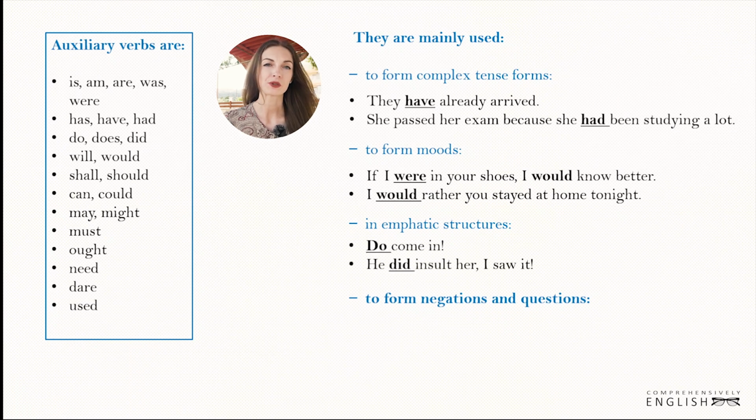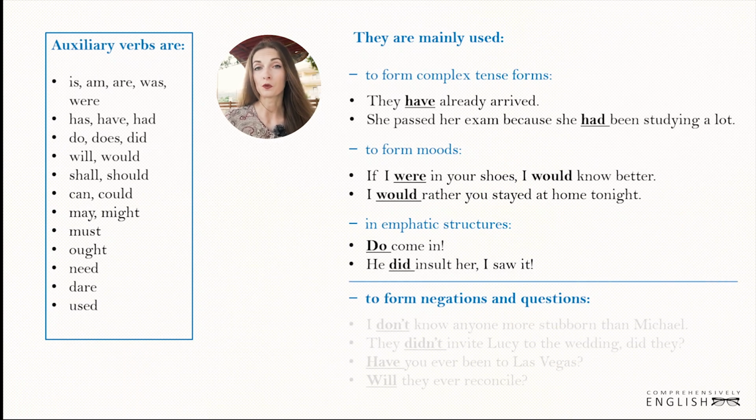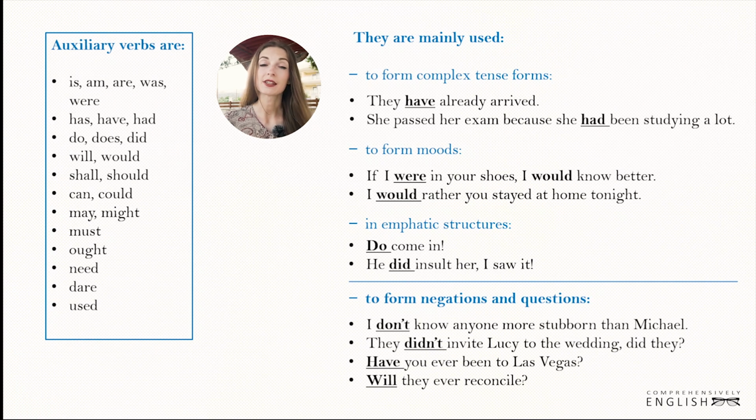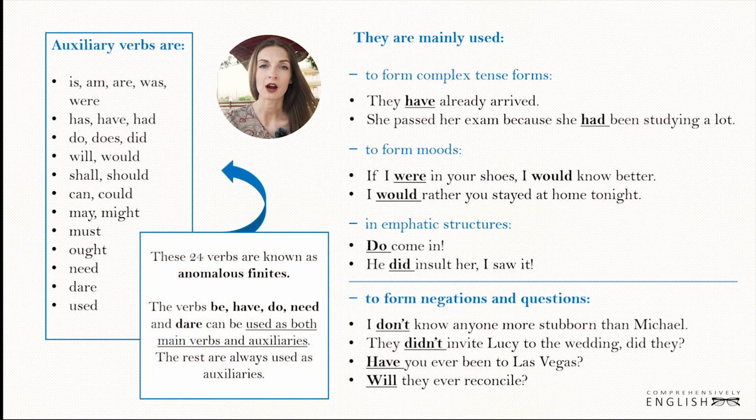We also use auxiliary verbs in emphatic structures, like do come in or he did insult her, I saw it. And of course, we use them to form negative statements and questions. I don't know anyone more stubborn than Michael. They didn't invite Lucy to the wedding, did they? Have you ever been to Las Vegas? Will they ever reconcile? These 24 verbs are also known as anomalous finites.